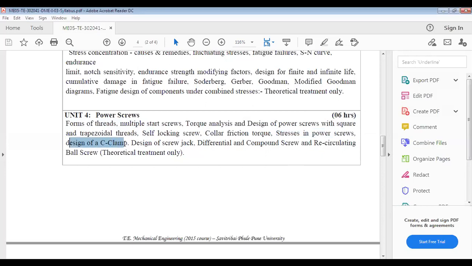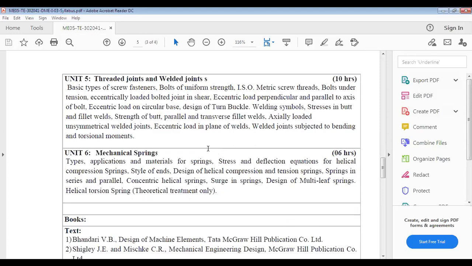We have taken a numerical on the design of a C clamp. We have seen the complete procedure of design of a screw jack. Today we have seen the differential and compound screw and the recirculating ball screw, theoretical. These are the only theoretical parts, so we have covered that. As per the syllabus, we have covered each and everything. So today we are done with the 4 units. From the next lecture, we will start with unit number 5, that is threaded and bolted joints.